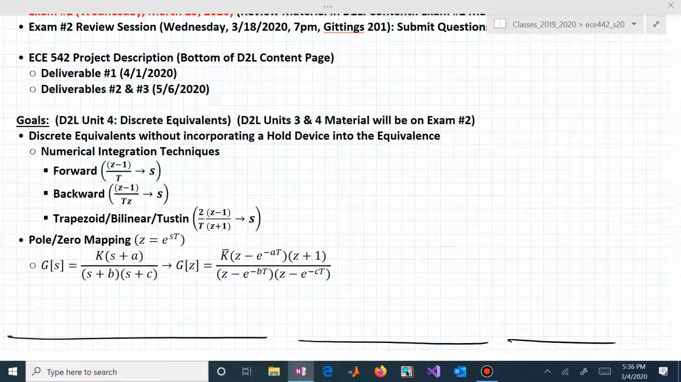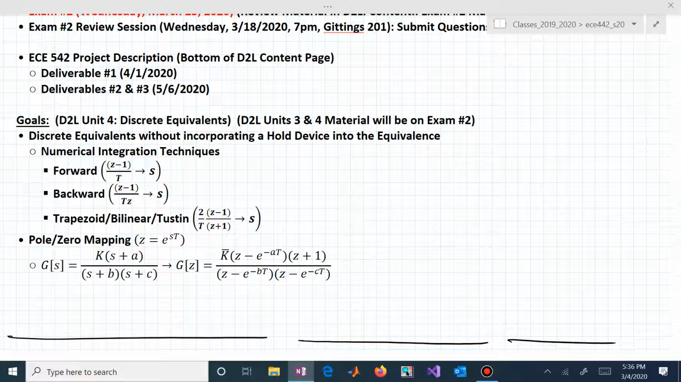Where do those come from? That's the topic of today's class. How do we know, if we do a forward approximation, that we replace s everywhere with (z minus 1) over T? And we'll try to go through an example.